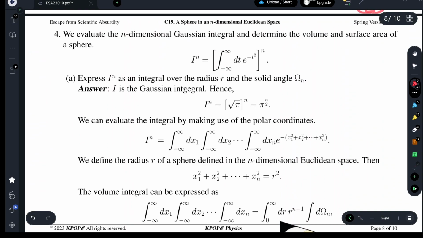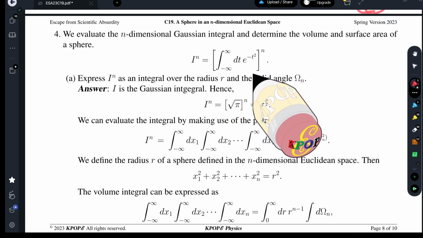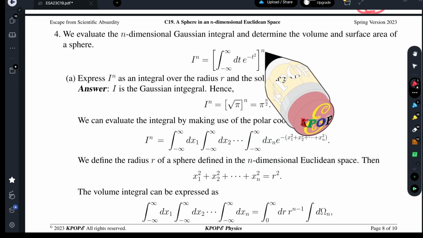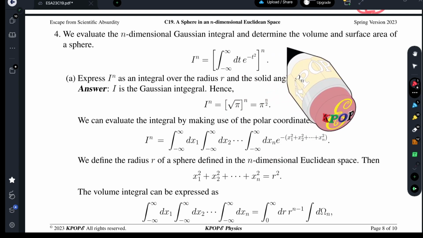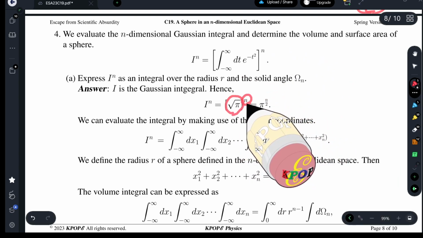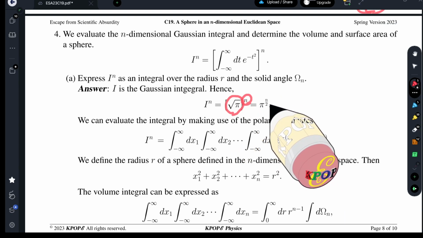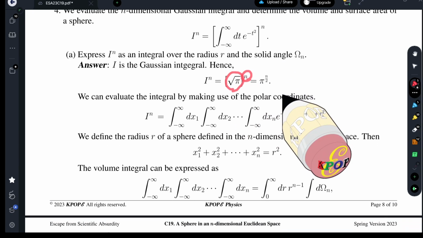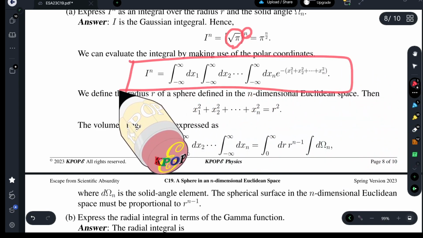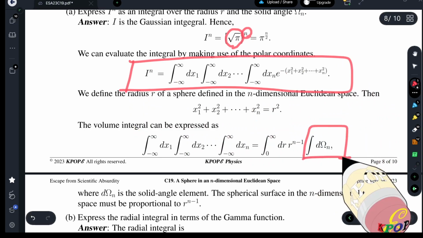Next, we multiply the Gaussian integral n times. If you multiply this integral n times, we arrive at square root of pi to the nth power. That is pi to the 1/2 of n. Now we need to evaluate this. The reason is that we are interested in evaluating the angular integral appearing in the n-dimensional Euclidean space.